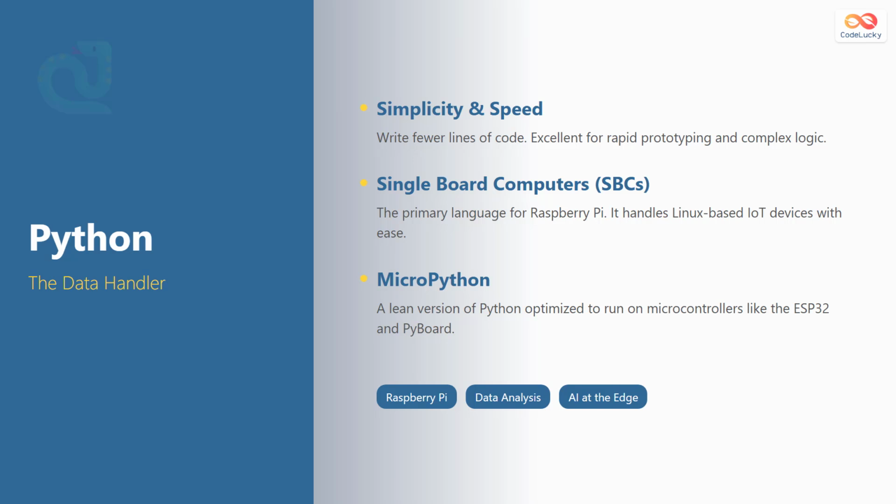Python has become a favorite in the Internet of Things world, largely due to its simplicity and readability. It is the go-to language for single-board computers like the Raspberry Pi, where it serves as a powerful tool for reading sensors and processing data locally. Additionally, a specialized version called MicroPython allows you to run Python code on select microcontrollers, bridging the gap between ease of use and hardware control.